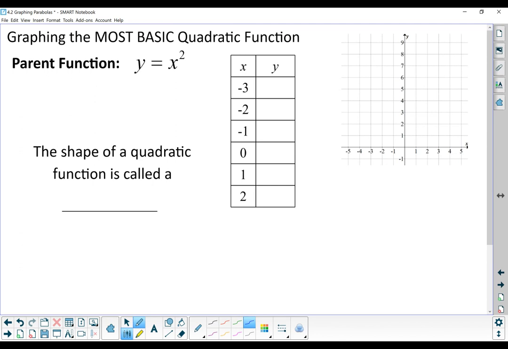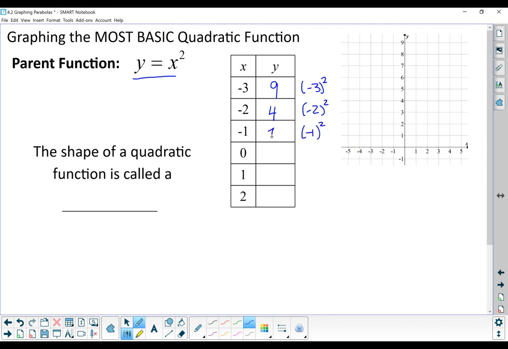So if we start in this table of values, our function is y equals x squared. So if I want to calculate y here, I need to square the -3. -3, if we multiply it by itself, is a +9. If you're typing this in your calculator, make sure that you have the -3 in parentheses. Otherwise, you will get an incorrect sign on your answer. So we'll just continue calculating and filling in the table.